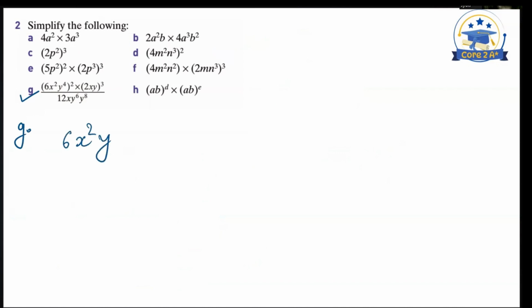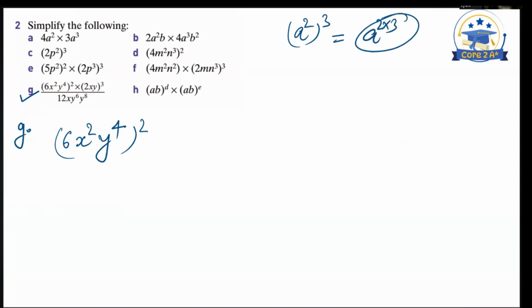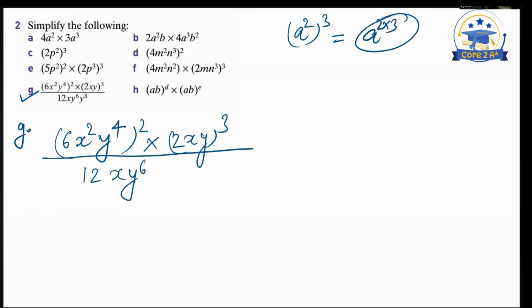6x square y to the power 4 and whole square. See, here we will follow this formula, right? It means what we have to do? We have to do 2 times 3, right? This is the root, and multiplied by 2xy whole 3, okay, and divided by 12x y to the power 6 and y to the power 8.